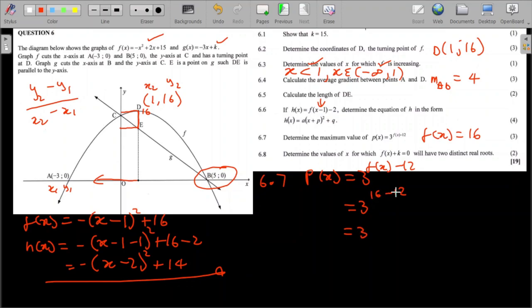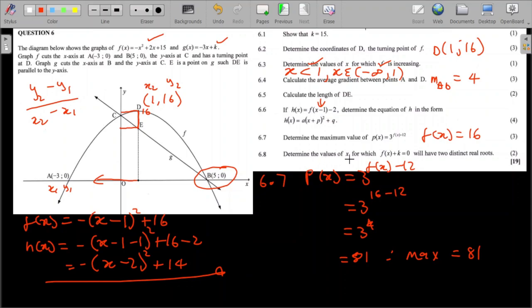Now 16 minus 12, it's giving me what? It's giving me 4. And then now 3 into 4 is going to give me what? 81. So the maximum value is going to be equal to 81. Hopefully we are on the same page there.